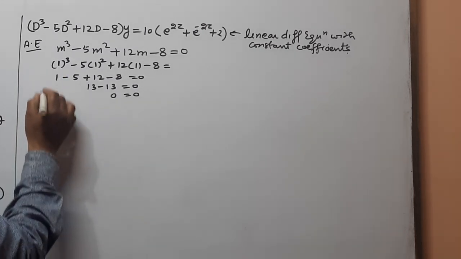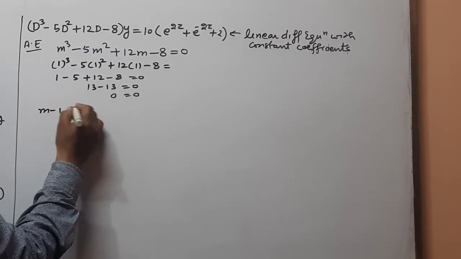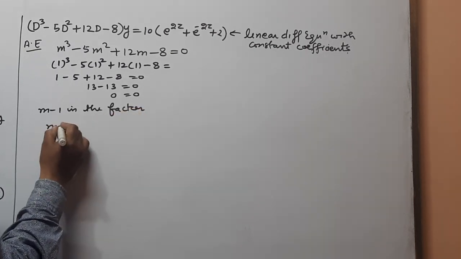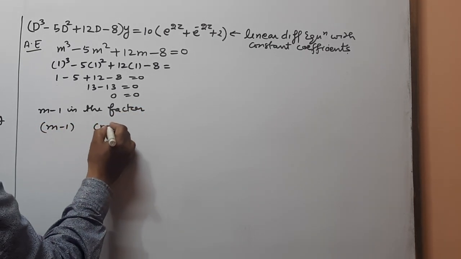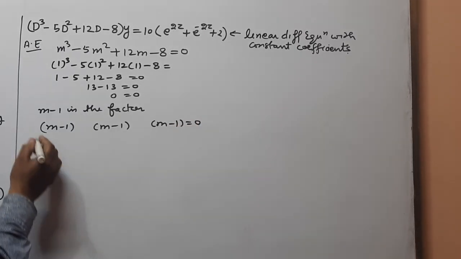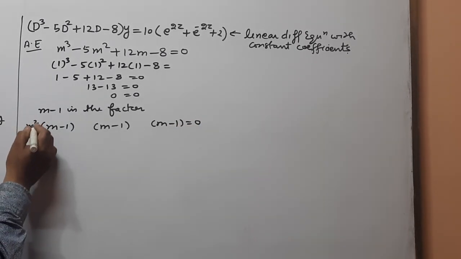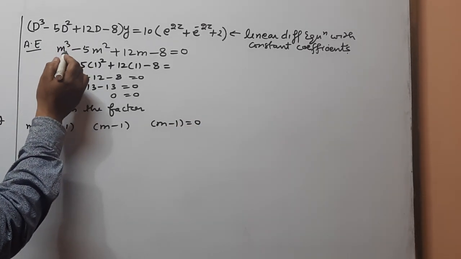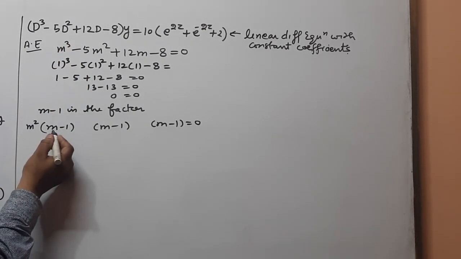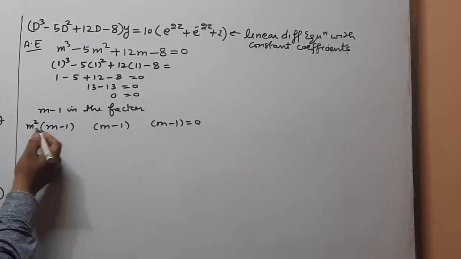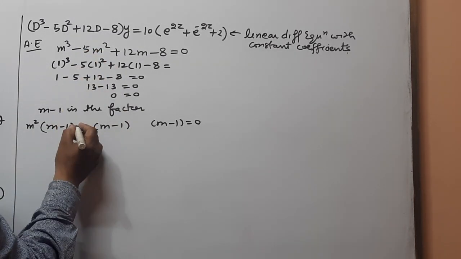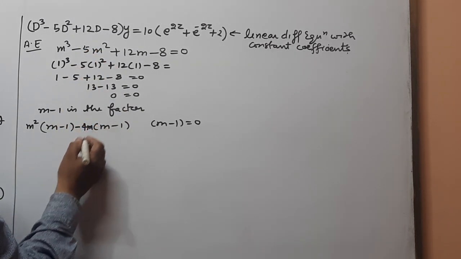So m minus 1 is the factor. So we write here m minus 1 and m minus 1 three times. We multiply this m by m square because we have to make here m cube. So m square multiplied by m, we get m cube, and m square multiplied by minus 1, we get minus m square.